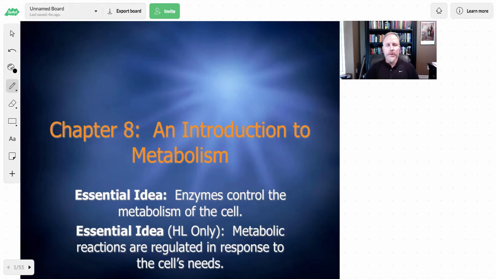Okay, in this chapter, we're going to talk about enzymes and how it relates to metabolism. The main idea for everybody is that enzymes control the metabolism of the cell. And if you're an HL student, the metabolic reactions are regulated in response to the cell's needs. That's a part that you need to know, but the SL students do not.